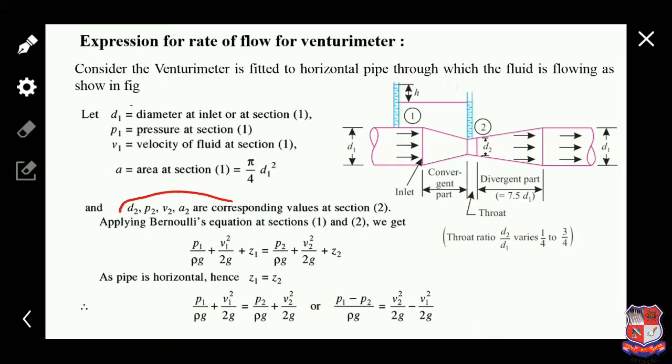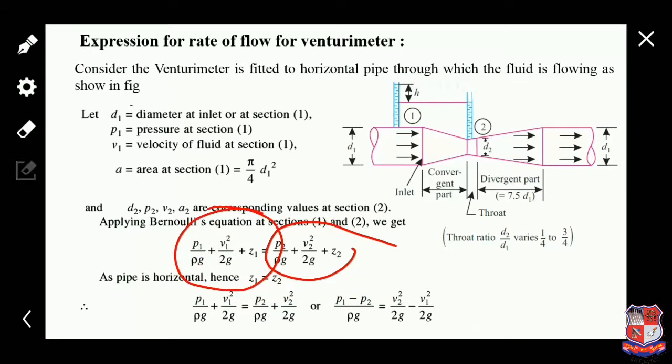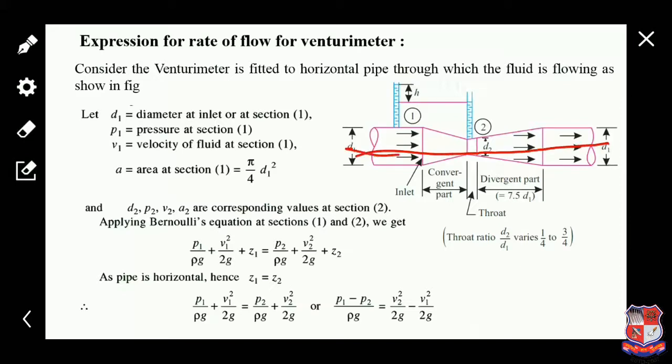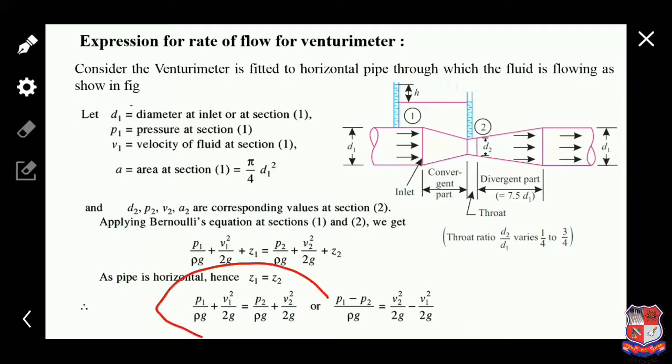D2, P2 and V2 are the diameter, pressure and velocity at section 2, and A2 is the cross-section area at section 2. Now we apply Bernoulli's equation at section 1 and section 2. So we know the pressure energy, kinetic energy and potential energy at both sections. Now the Venturi meter or pipe is perfectly horizontal, so the potential energy difference is 0. So Z1 is equal to Z2, because the datum height at section 1 and section 2 is equal. So the equation has only pressure energy and kinetic energy.